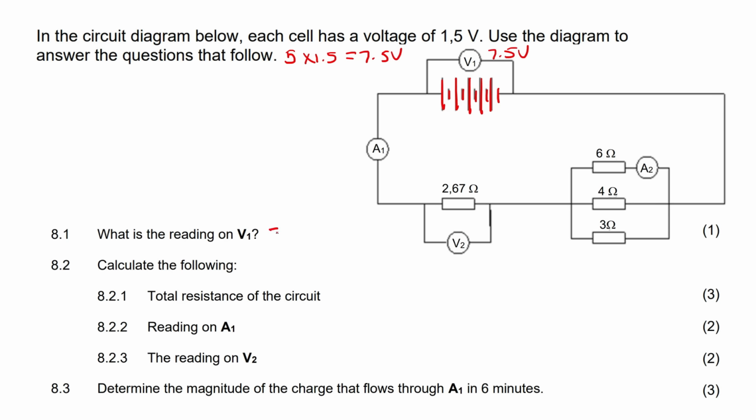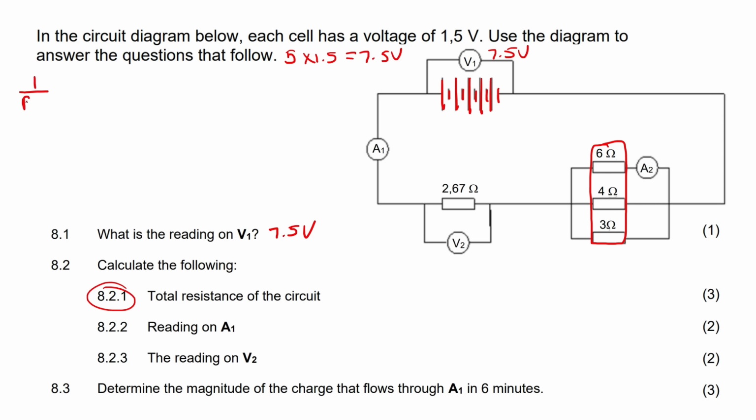It says, what is the reading on V1? Well, there we have it, 7.5 volts. This first question says, calculate the following: the total resistance of the circuit. Well, that's easy. You've got to look at all the parallel parts and all the parts in series. So here we have a parallel part, so let's go add that all together.